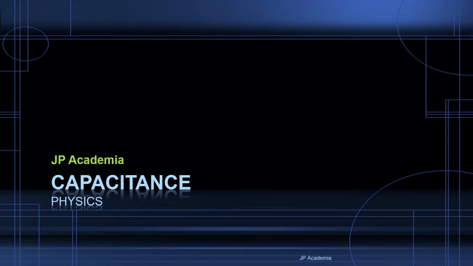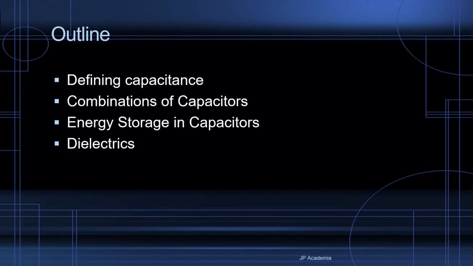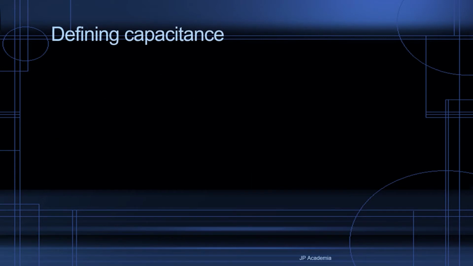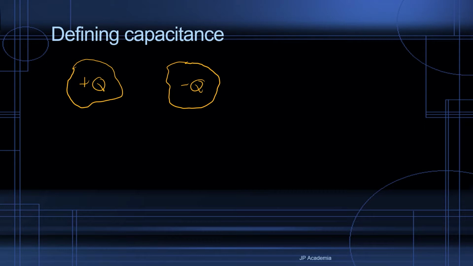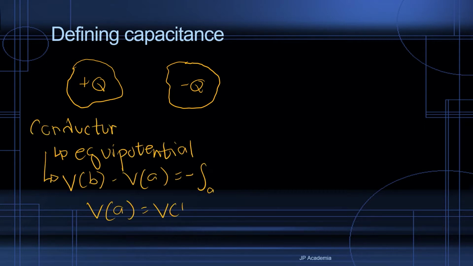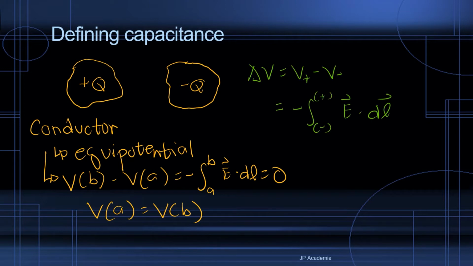Let's start this lecture. This is the outline of this lecture. Now, let us consider these two conductors with charge positive Q and negative Q respectively. Note that a conductor is an equipotential, meaning the potential difference at any two points within or at the surface of a conductor is zero. Since the electric potential is constant in a conductor, we can express this potential difference between the two conductors. We have delta V equal to V plus minus V minus, and this is equal to this line integral.